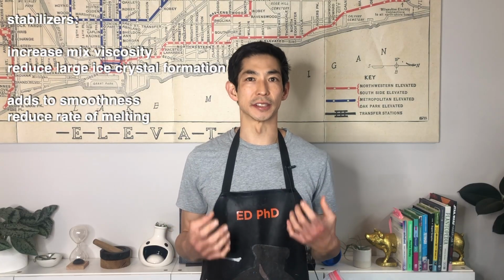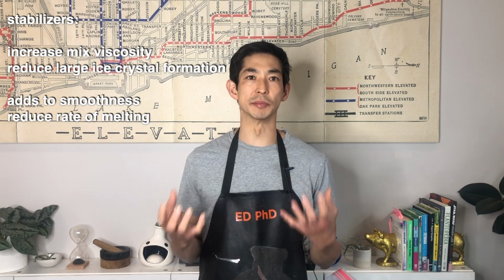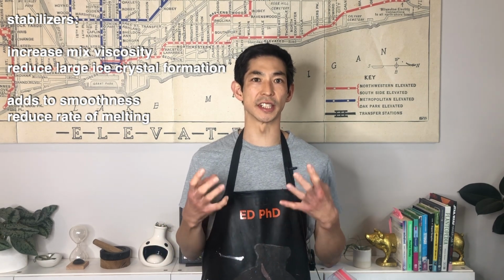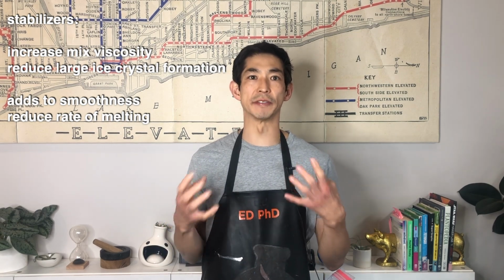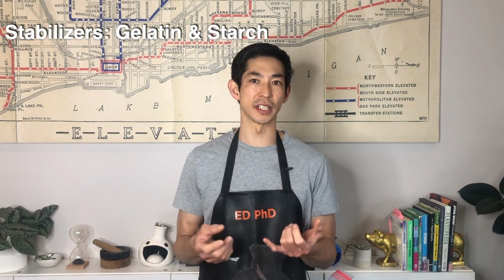Sometimes, stabilizers are added to reduce the rate at which ice cream melts. It adds smoothness and increases the viscosity of the ice cream when melted, thus preventing ice crystals in our ice cream from easily combining into larger ones when the ice cream melts and is refrozen. Some that are used for homemade ice cream are gelatin and starch.